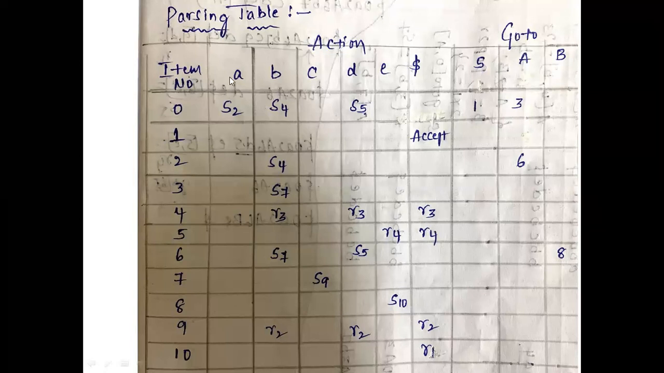Now, how to fill the entries for the terminals? In filling the entries at the column of the action for the terminals, we need to use 4 basic operations. One is shift, another one is reduce, the third one is accept, and the fourth one is error. Whatever blank entries we have here all come under errors.